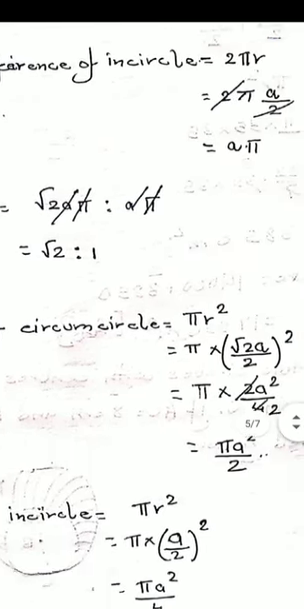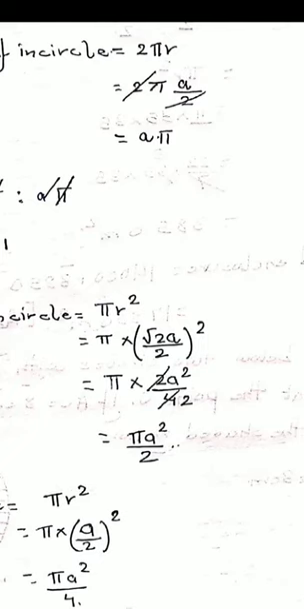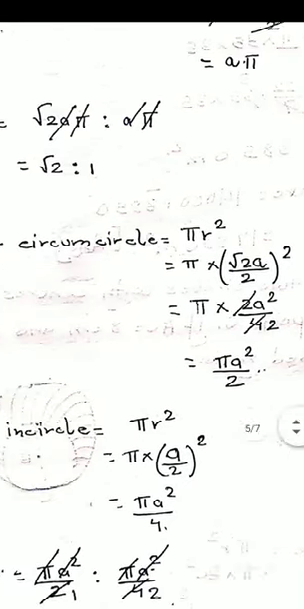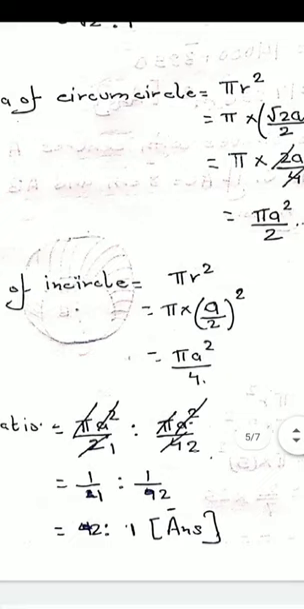So let's try to calculate the area of the circumcircle. The area of the circumcircle will be nothing but pi r square. So r we have got as root 2 a by 2. Doing all these things, I'll get pi a square by 2. Similarly, area of the incircle equals pi r square equals pi into (a by 2) whole square, so pi a square by 4.